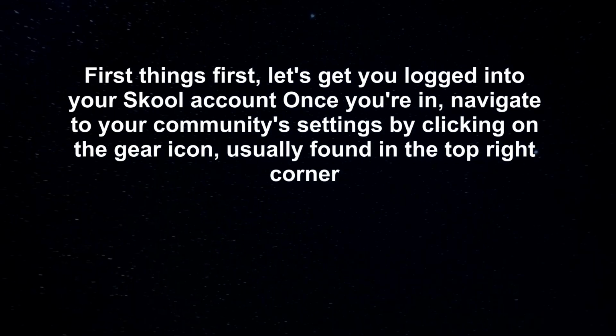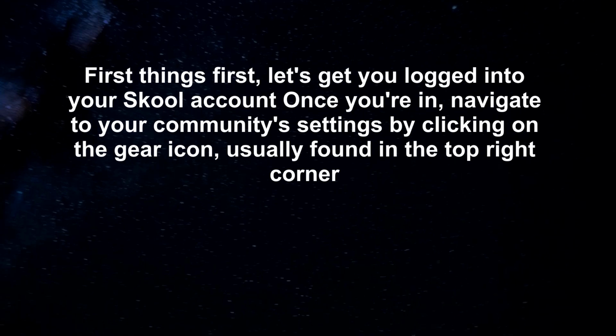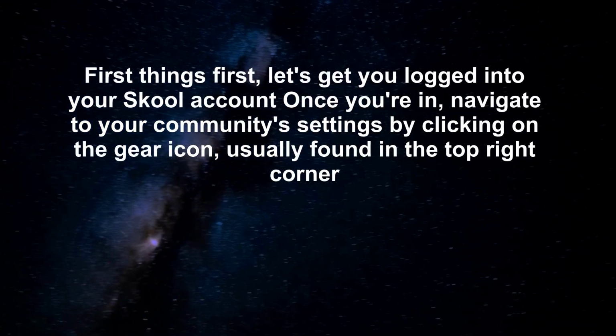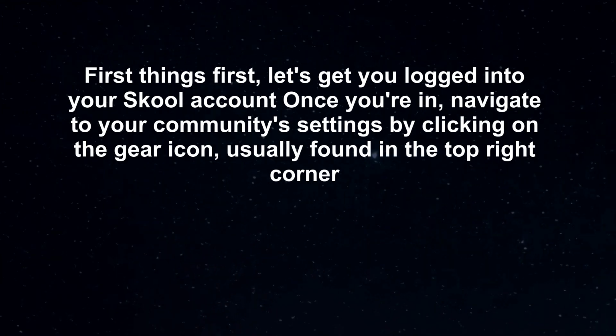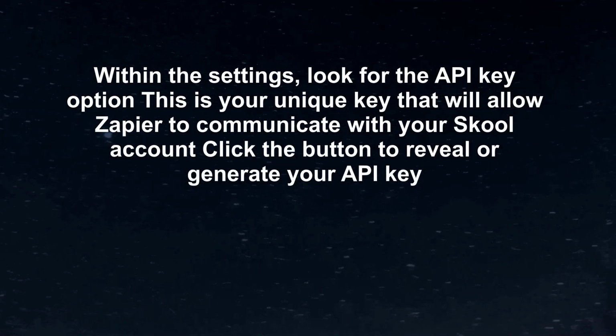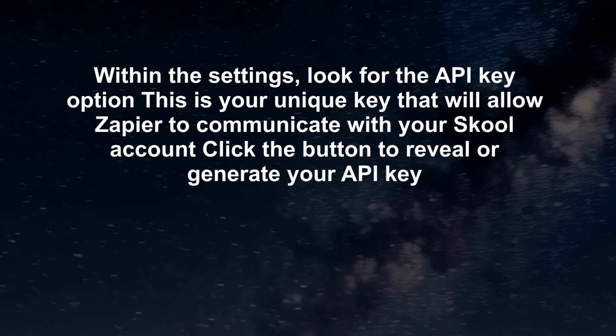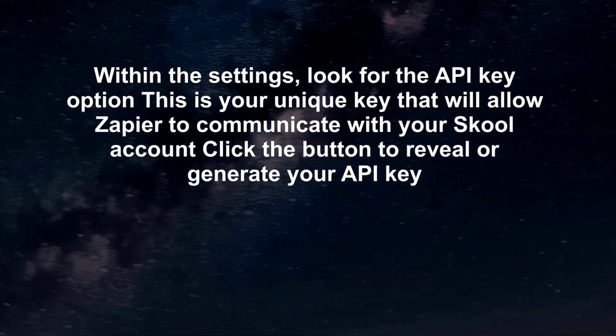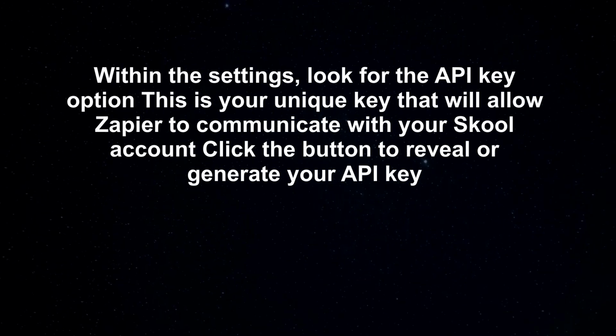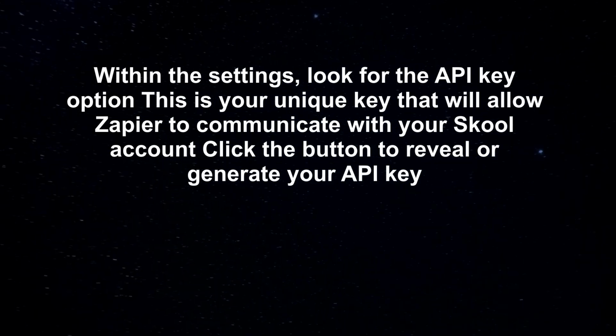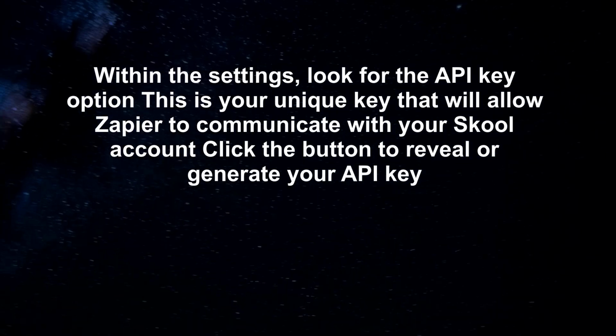Once you're in, navigate to your community's settings by clicking on the gear icon, usually found in the top right corner. Within the settings, look for the API key option. This is your unique key that will allow Zapier to communicate with your school account. Click the button to reveal or generate your API key.